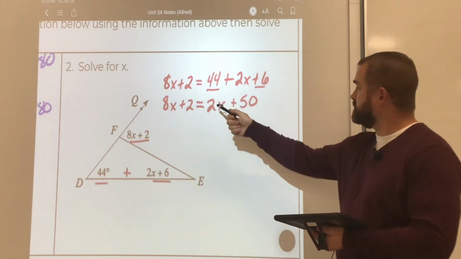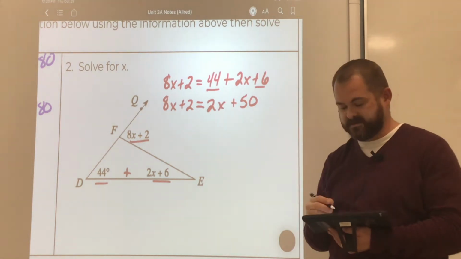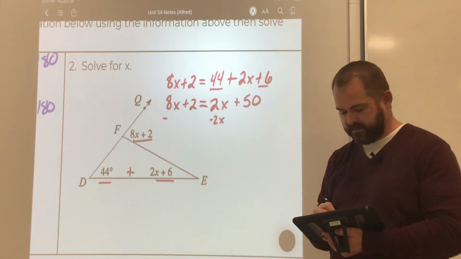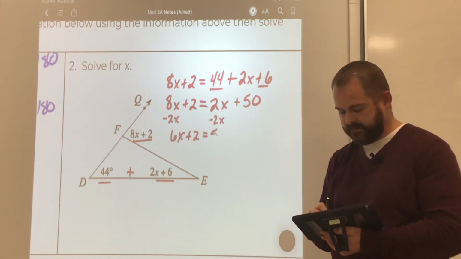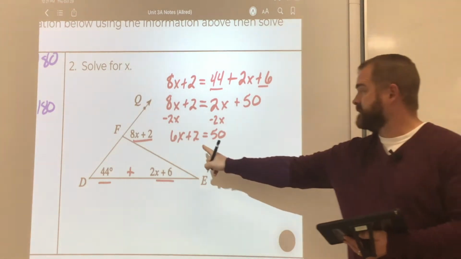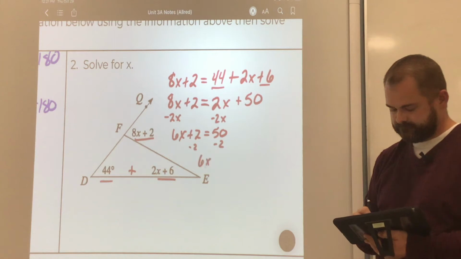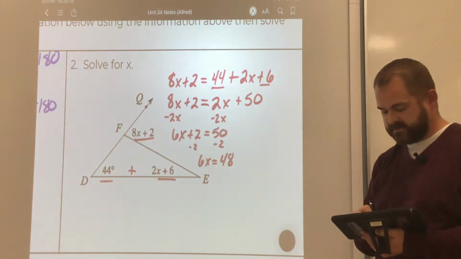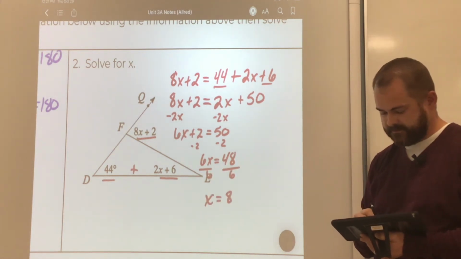Now, usually what we're going to do is get rid of the smaller x term on one side first, so that we only have x on one side of the equation. So if I did minus 2x here, I'll write that step in. That gives me 6x plus 2 equals 50. And now we can subtract 2 from both sides. So 6x is 48. Then divide by 6 on both sides. And we get x is 8.